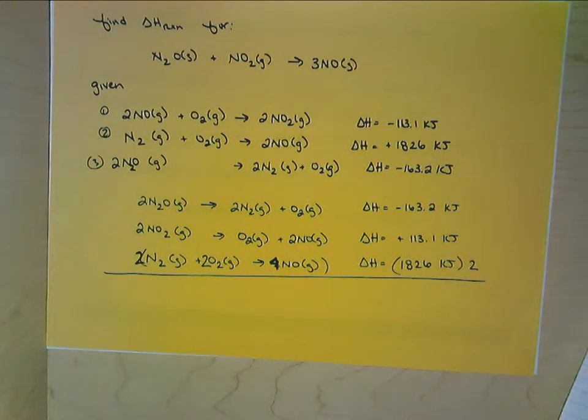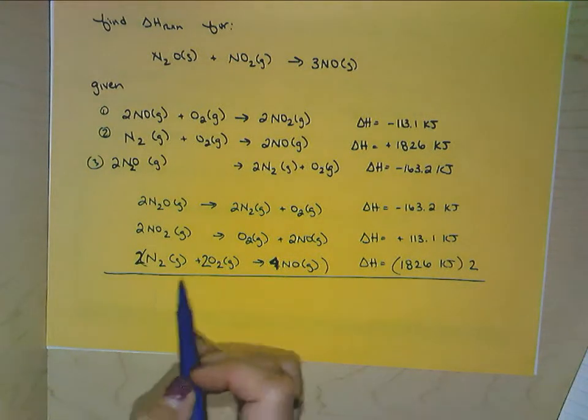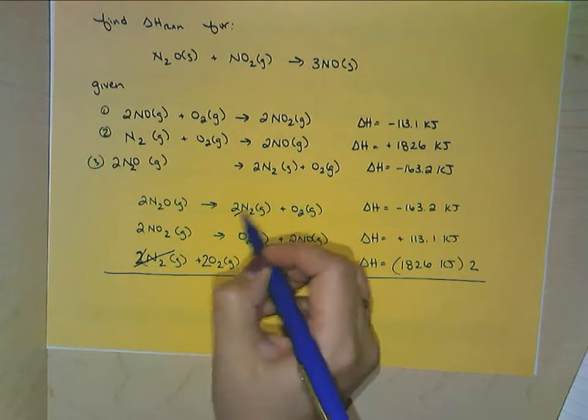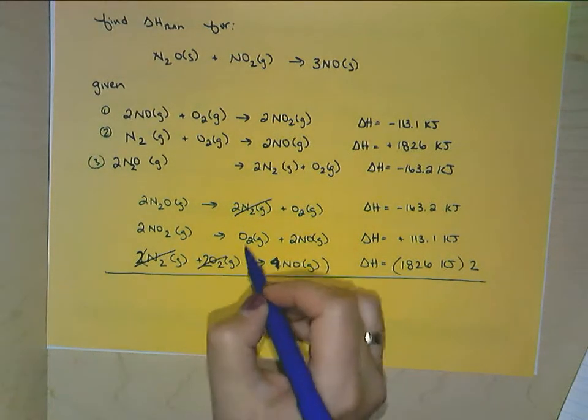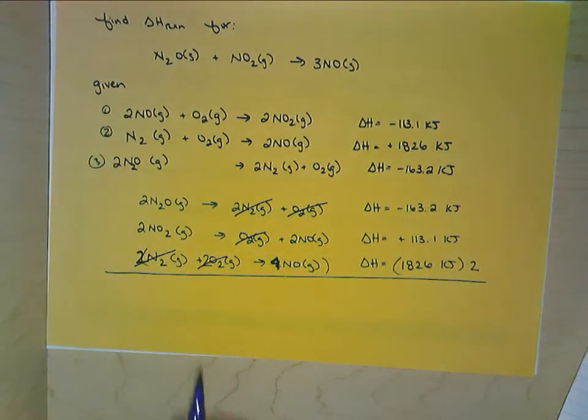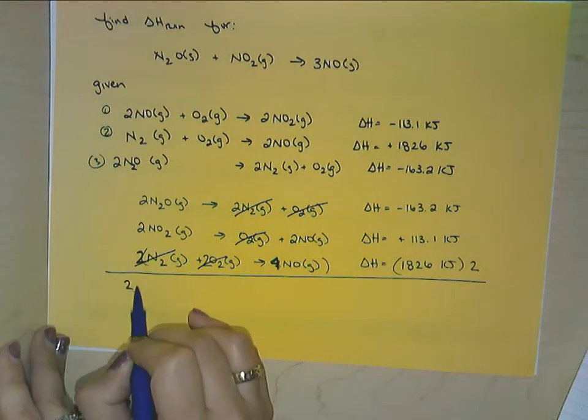Alright, so now what is something I can cancel out that's on both the reactant and product side? N2? I got 2 of them here and 2 of them there. What's the other thing? The O2s can cancel. Alright, so if I cancel those, my new equation is this.